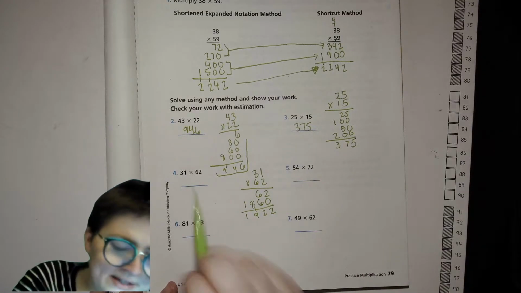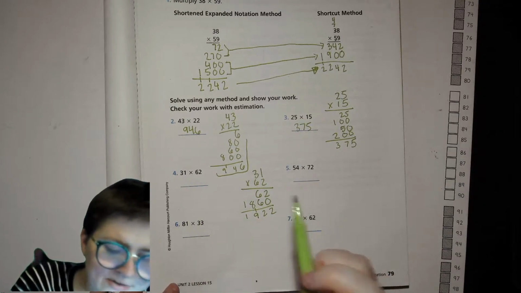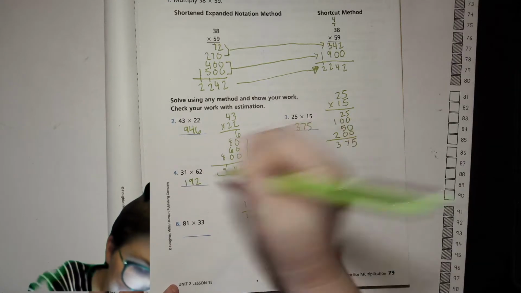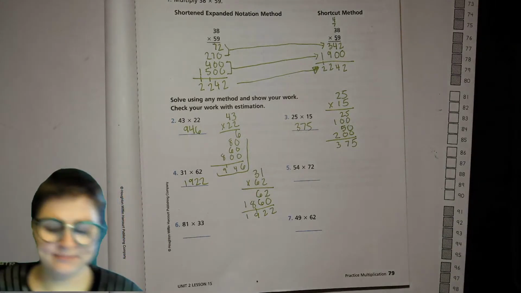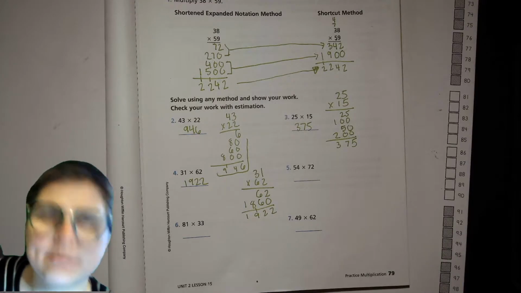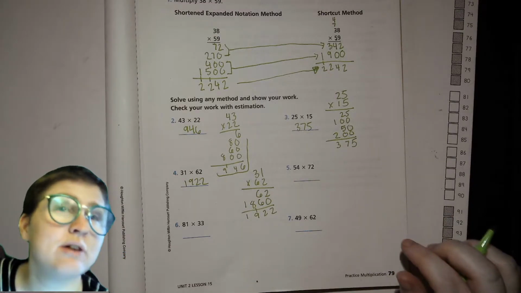And if you think about this, should that be a little bit more than 1800? Yeah, that makes sense. Let's see, 1922. Okay. If you're feeling up for it, try the last 3 on your own and correct them with me.